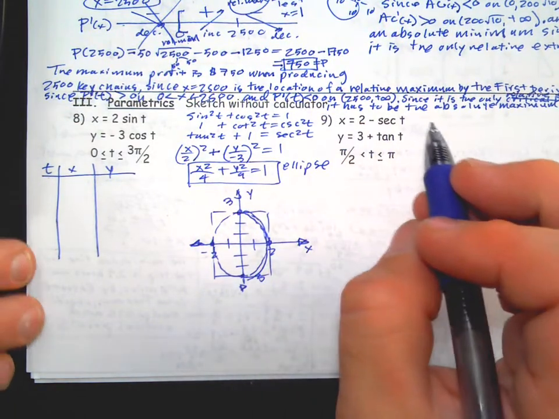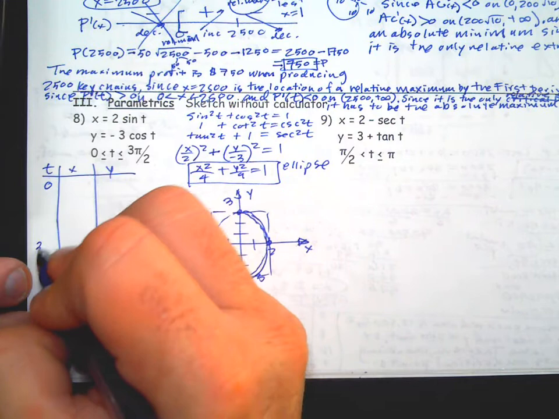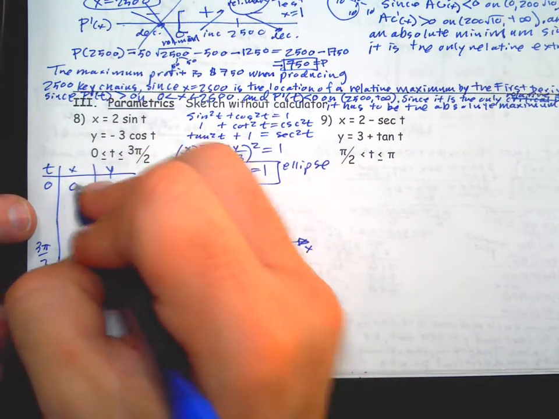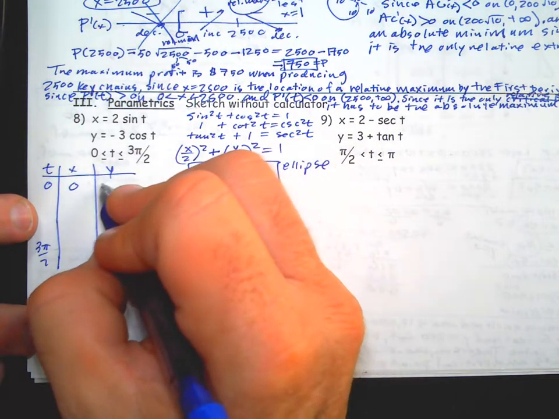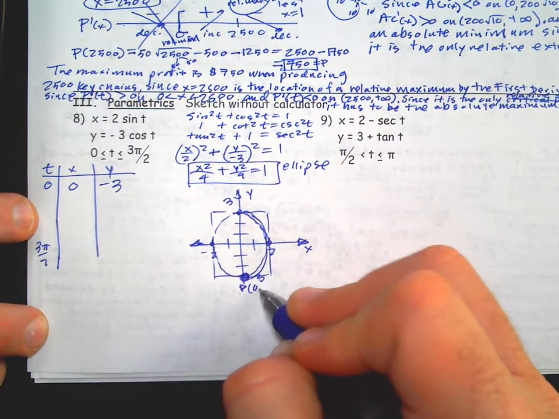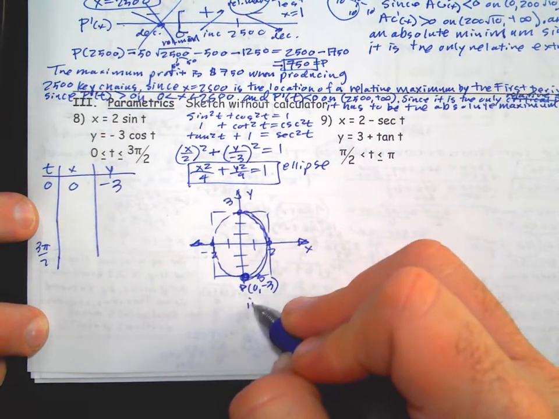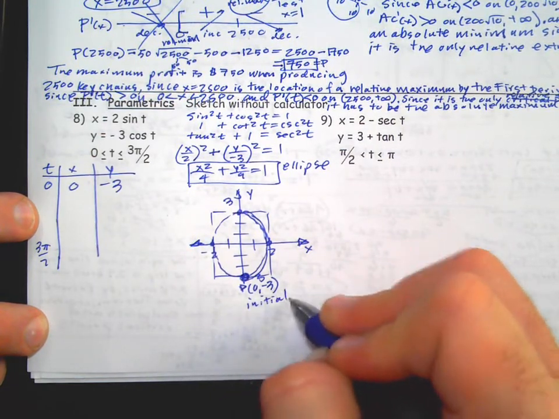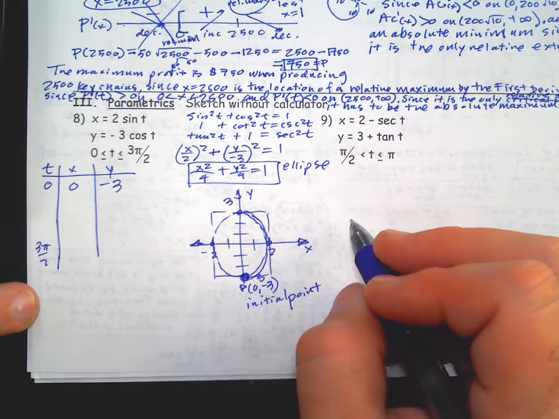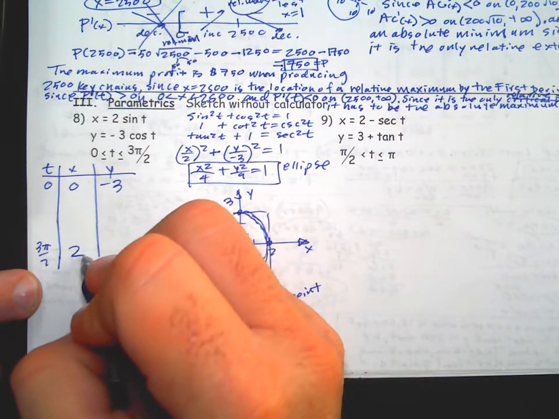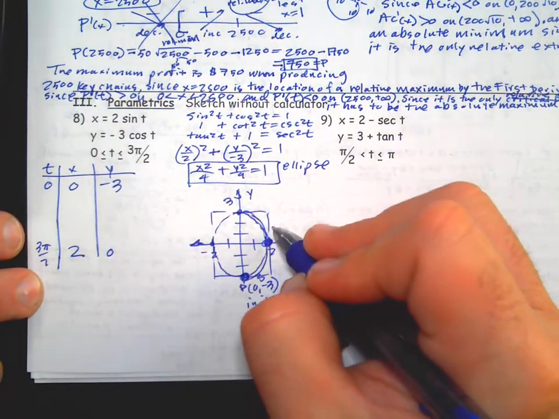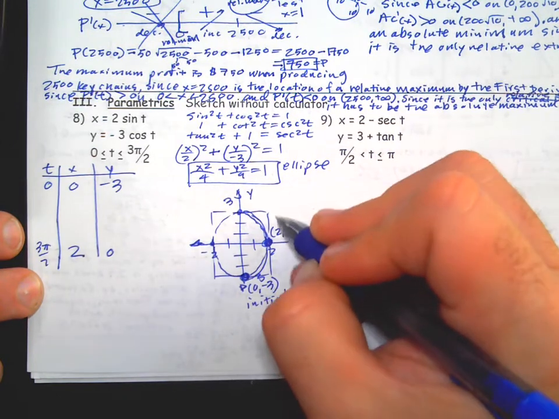Now we're going to plug in 0 and 3 pi over 2. So sine of 0 is 0, so it's going to be 0. Cosine of 0 is 1, so it's going to be negative 3. So 0, negative 3 right here is the initial point. 3 pi over 2: sine of 3 pi over 2 is negative 1, so it's going to be 2. Cosine of 3 pi over 2 is 0, so it's going to be 0. So 2, 0 right here is the terminal point.